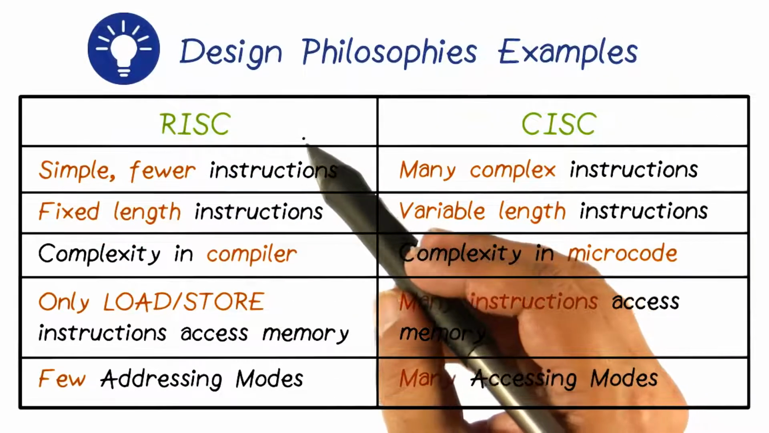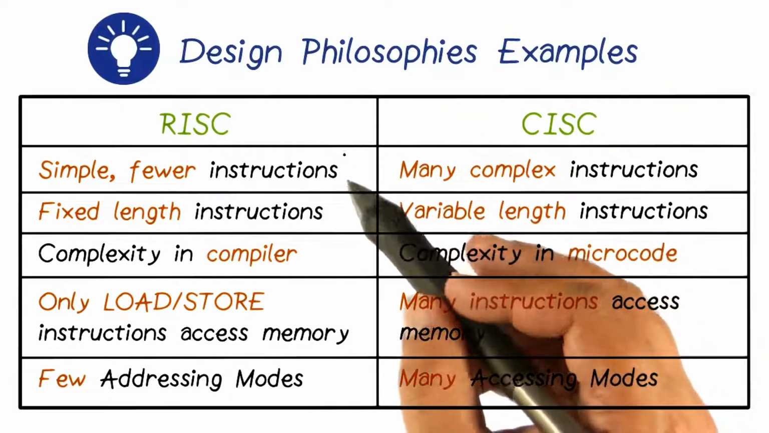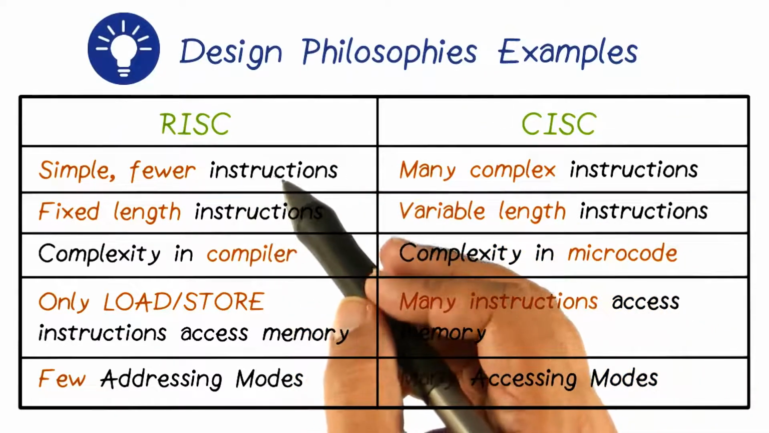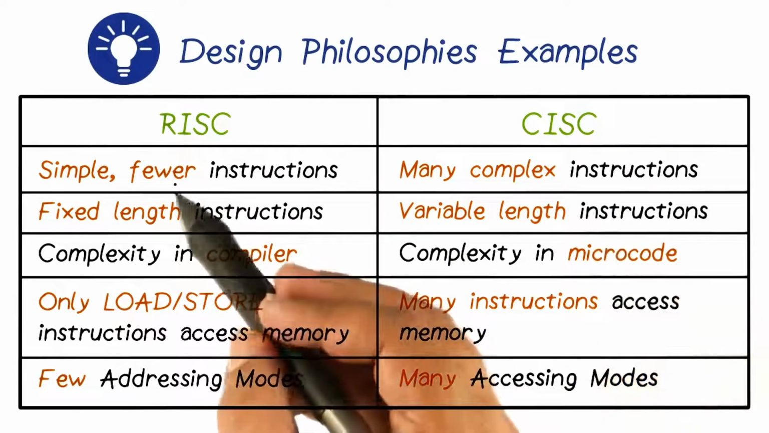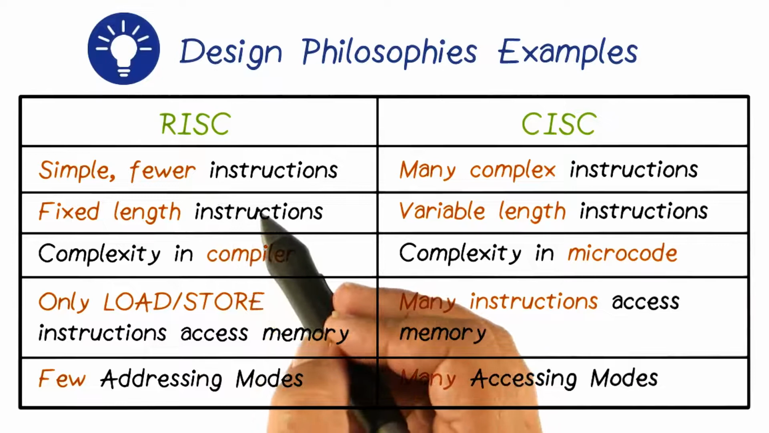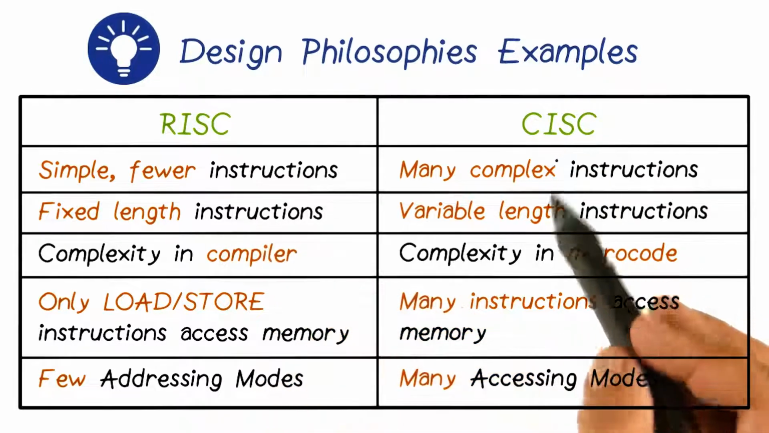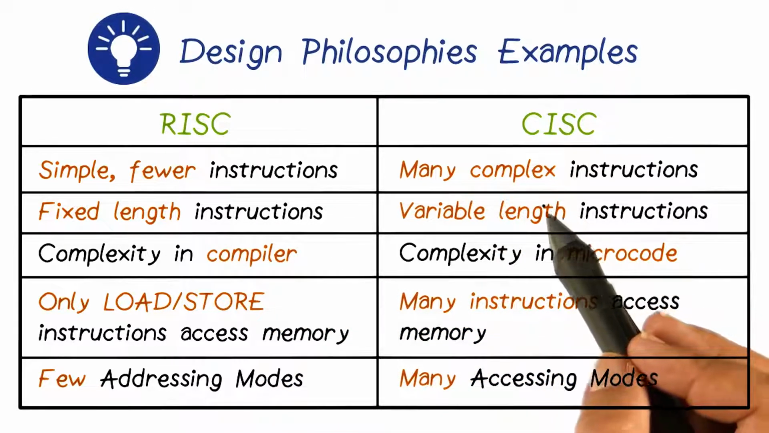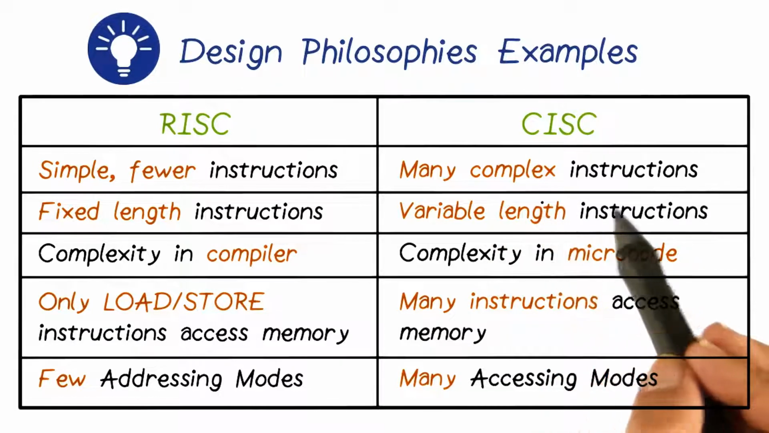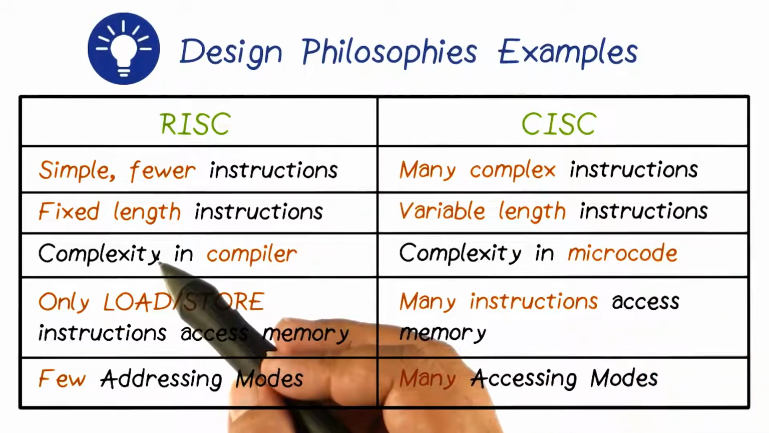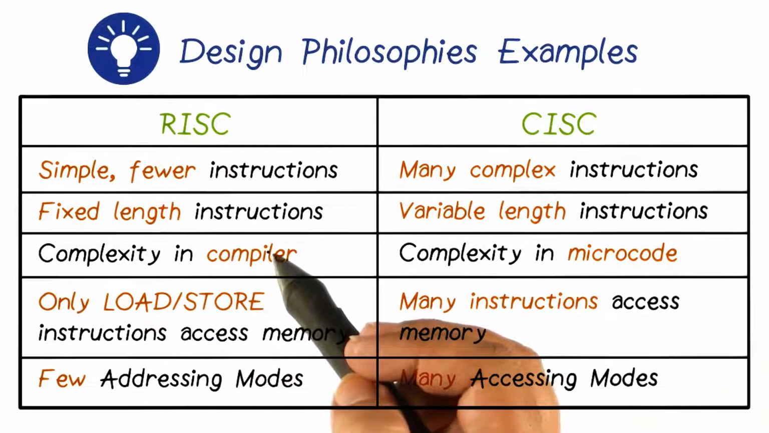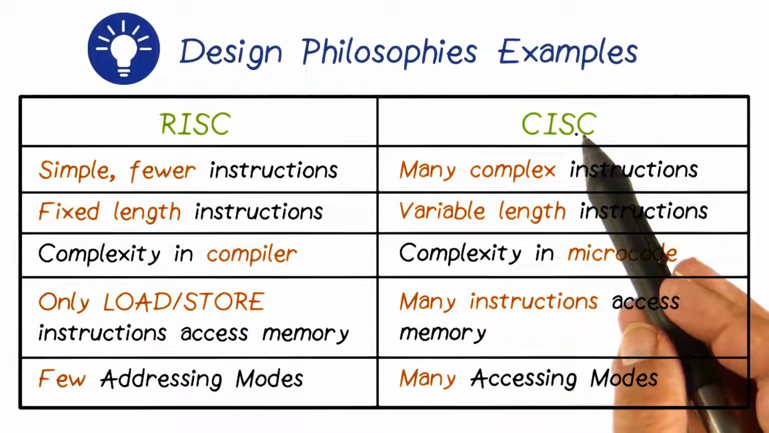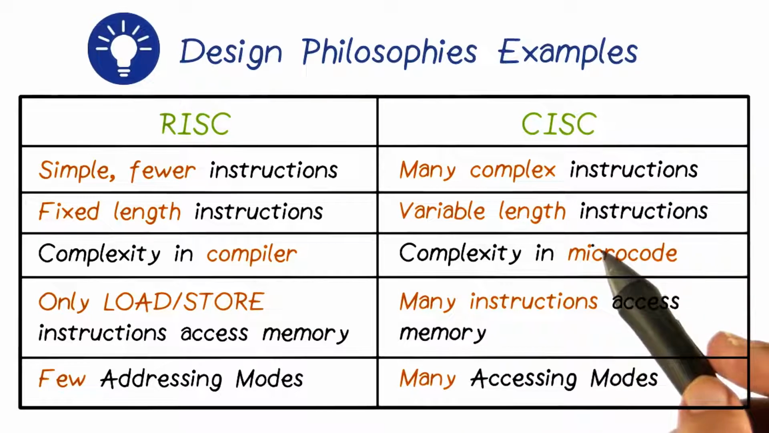Here are the differences between RISC and CISC design philosophies. In RISC, we have simple, fewer instructions, whereas in CISC, we have many complex instructions. In RISC, we have a fixed length of instructions, which are typically very small. In CISC, because it could have multiple operands and a variable number of operands, we could have variable length instructions. The complexity of RISC type of processing is towards the compiler. The compiler has become very smart. Whereas in CISC, the hardware becomes complex, so the complexity is pushed to the microcode or the hardware.